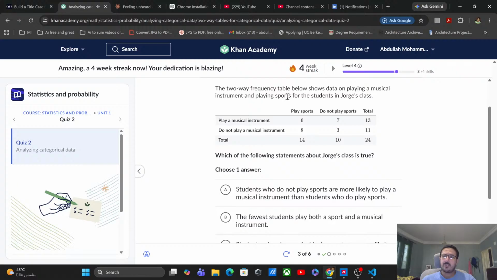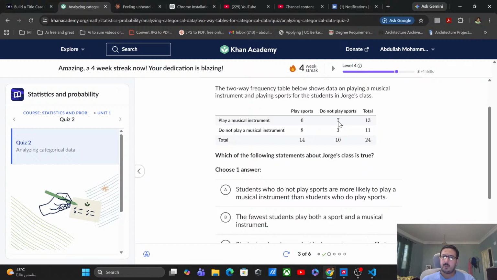Okay, the two-way frequency table below shows data on playing a musical instrument and playing sports for the students in the class. The following statement about Georgie's class is true: students who don't play sports are more likely to play a musical instrument than students who do play sports. So, students who don't play sports are likely to be. Okay.